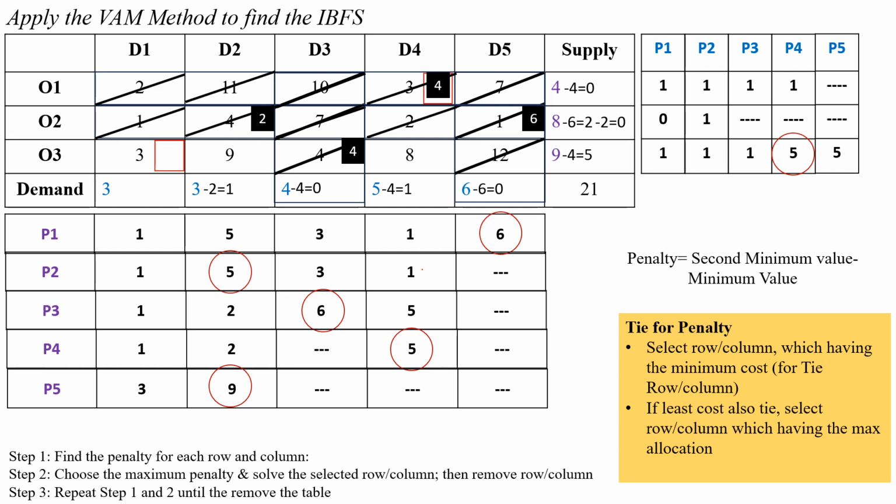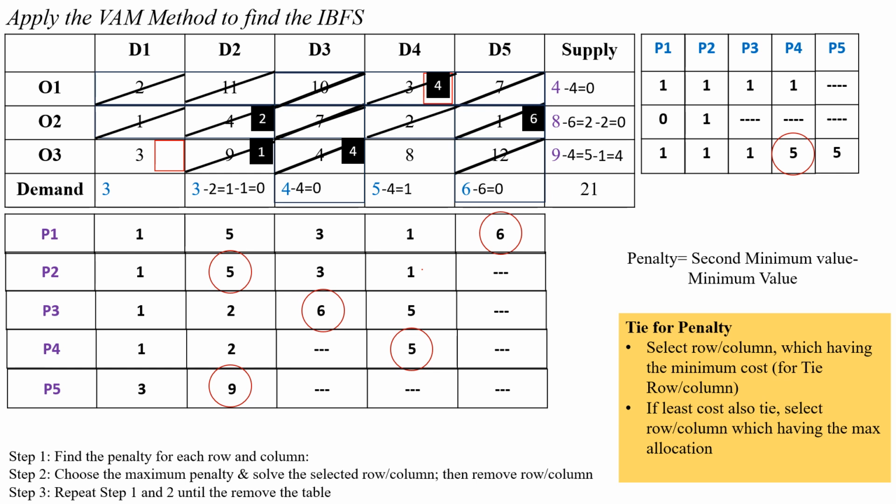In the D2 column there is only one cost, that is 9. Here I have to observe the demand as well as the supply. Supply is 5 and demand is 1, so the maximum possibility of allocation is 1. So I have to allocate 1. Then I subtract 1 from the supply as well as the demand. Then supply will become 4 and demand will become 0. So for the D2 column demand is 0, then we have to remove the D2 column.